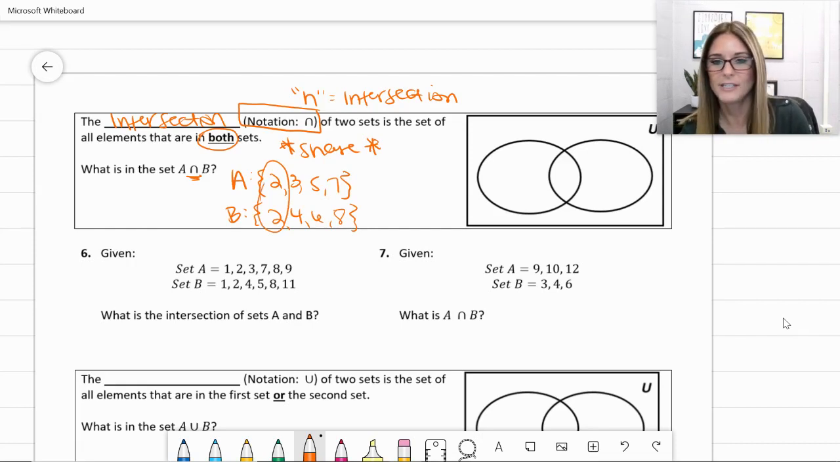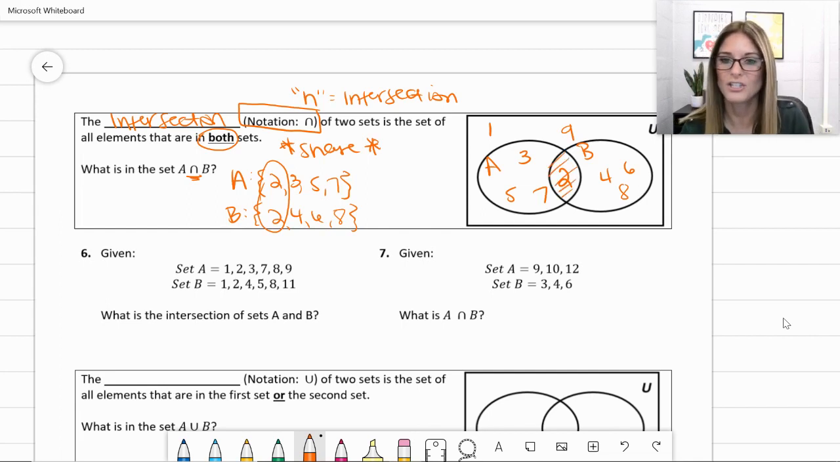So let's come over here to our diagram, and we have set A and we have set B looking like a Venn diagram here. Set A and B share that 2. A contains 3, 5, and 7. B contains 4, 6, and 8. And there's still some extra elements in our universal, 1 and 9. And we are talking about this intersection, what they share, the 2. So let's see what that's going to look like for you on Delta Math.